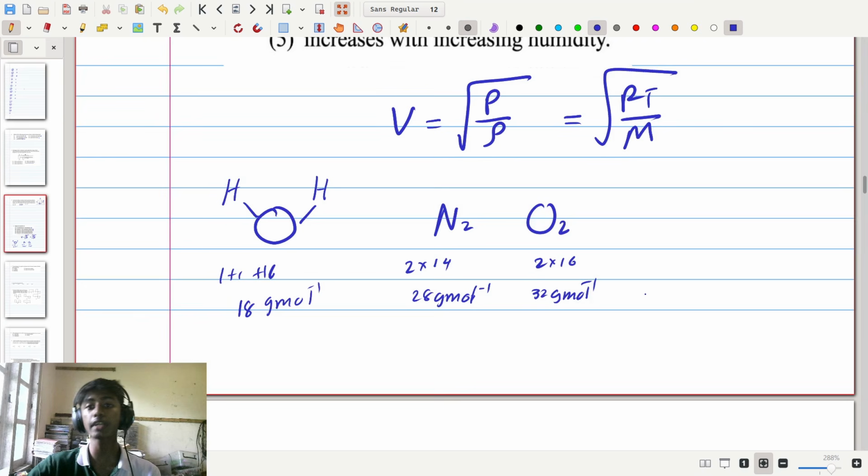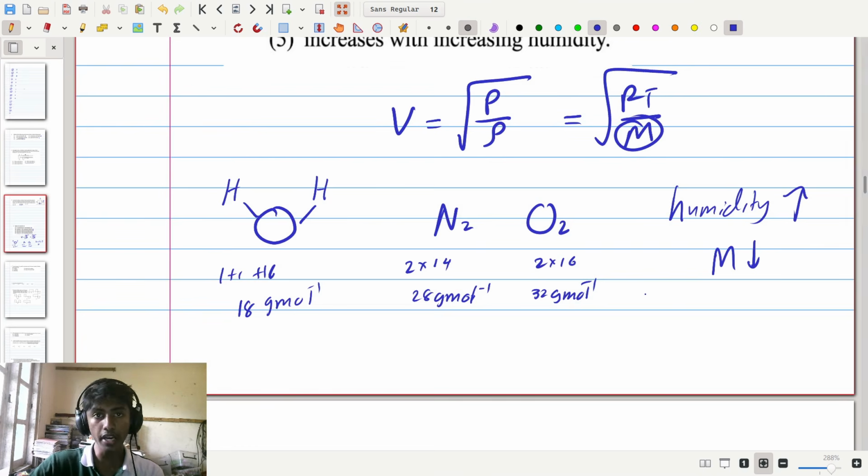Due to this, if we consider capital M here, the actual average molar mass of the gas will decrease when we introduce more water vapor into the system. So when the humidity increases, the concentration of water vapor will increase, decreasing the overall molar mass, and due to that, in this formula, the denominator will decrease. So RT remains constant, however the denominator decreases, and if the denominator decreases, then the overall value of the formula here will increase.